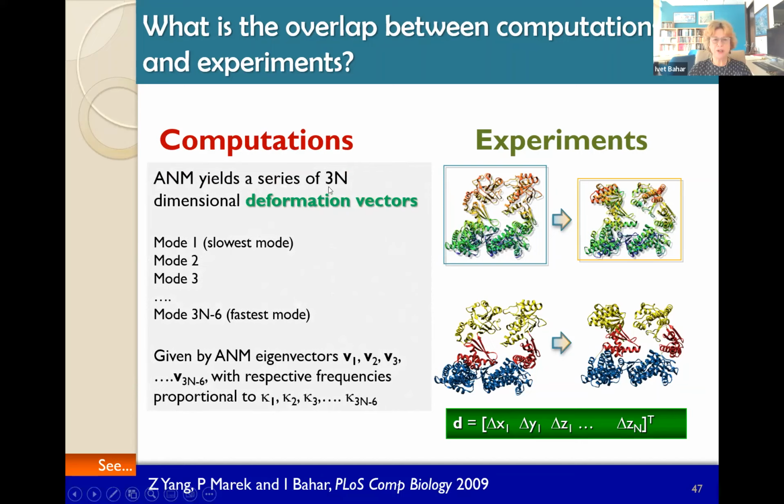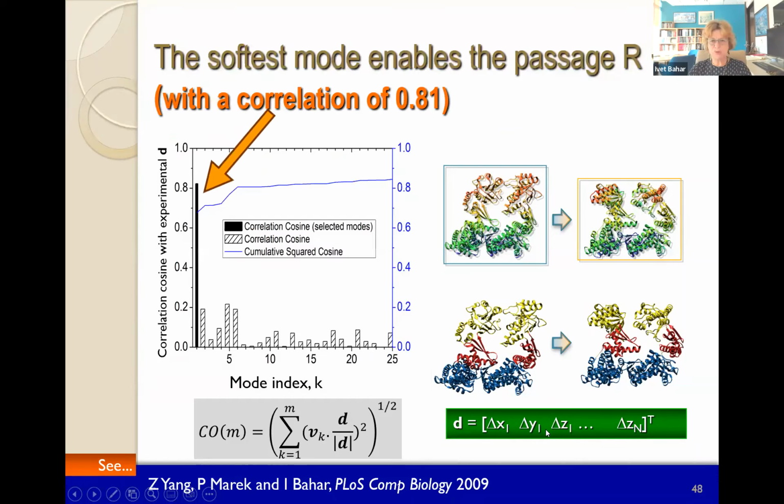Now, if you do it computationally, you explore what the motions in mode 1, mode 2, etc. are. There's a set of 3n-6 modes, and you would like to see how those modes, each an overall 3n-dimensional vector describing the displacement of individual amino acids, compare with the experimentally observed deformation between the two forms. So you can compare that. You can look at the correlation cosine between each of the modes and the deformation vector.